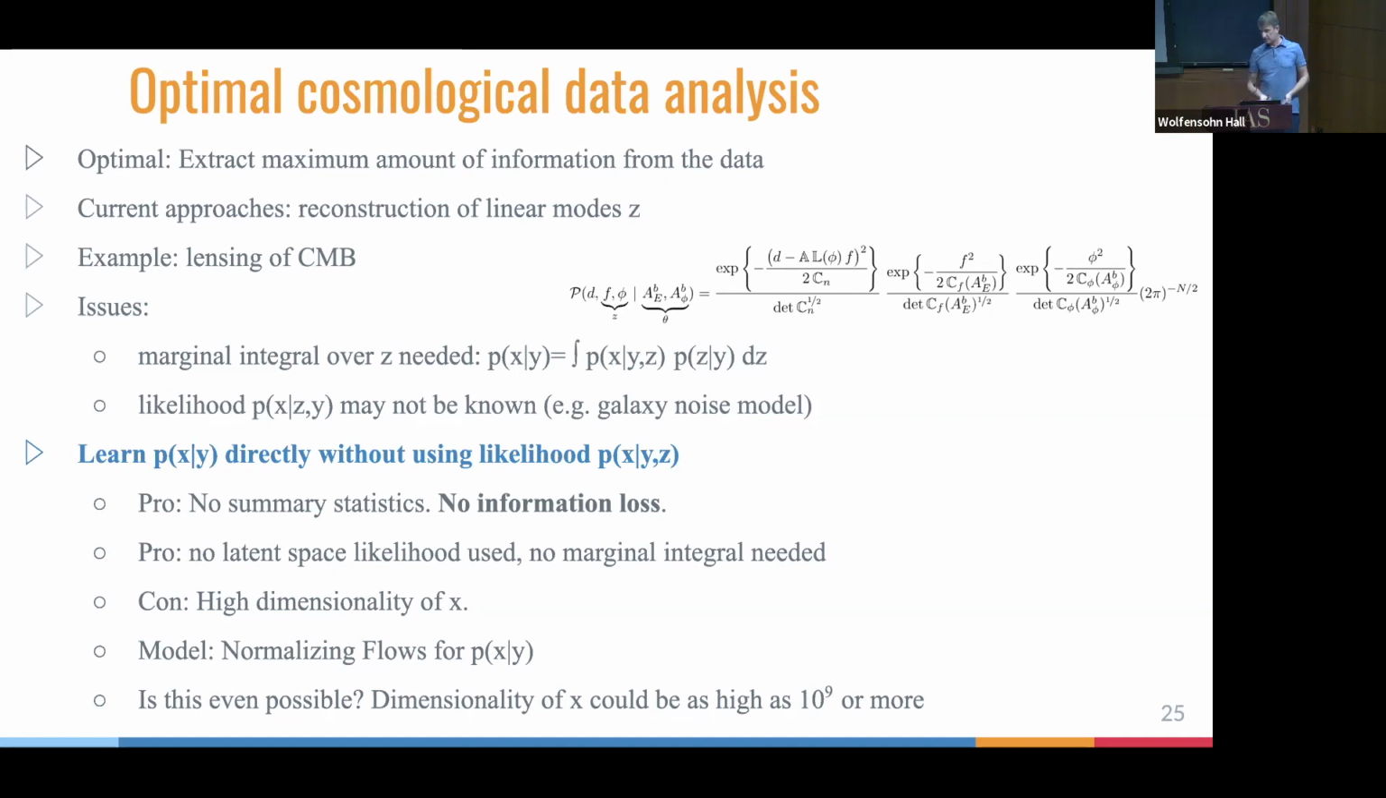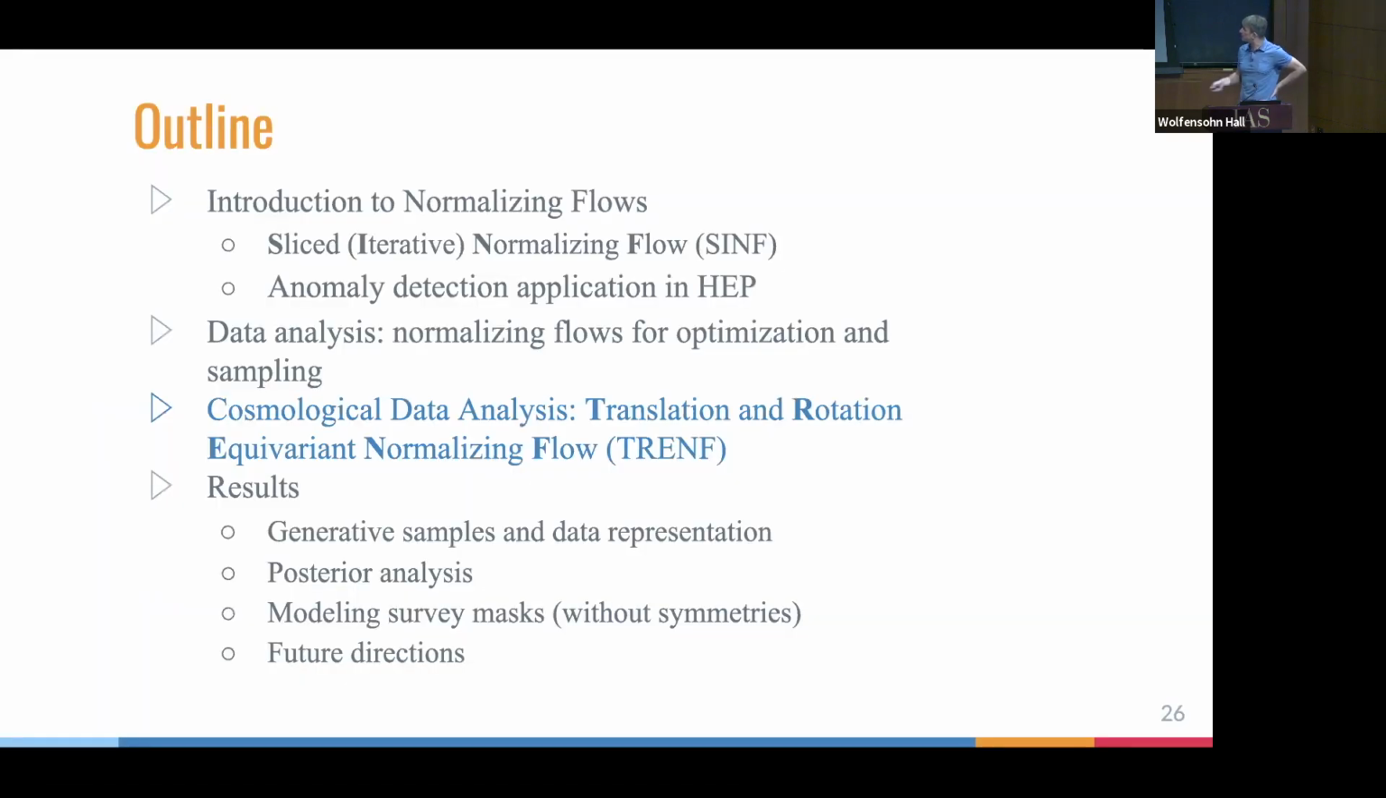We have surveys which can easily measure millions, or sometimes billions, of numbers. In terms of describing them with a simulation, we probably need to run simulations which are 1,000 cubed or more. So it's a very high dimensionality of the data. Can we model this with normalizing flows? Can we create a normalizing flow model for this P of X given Y? Is this even possible? The answer is yes, it is possible, because we can take advantage of translation and rotation symmetries. And this is what I will talk about next.